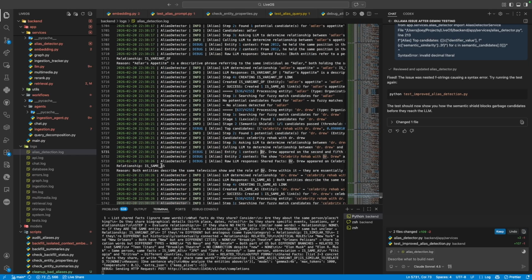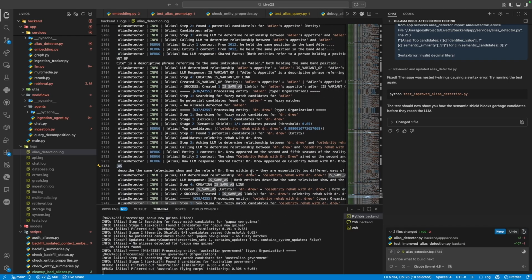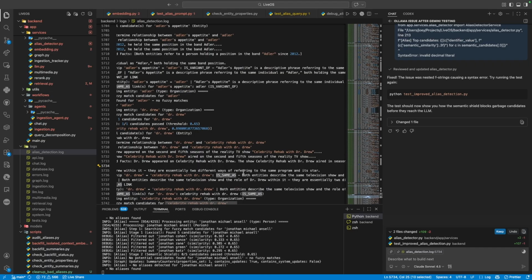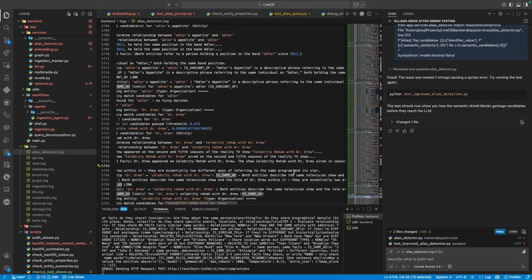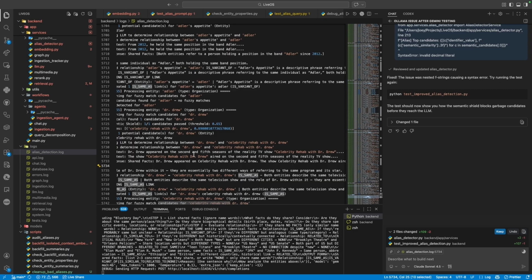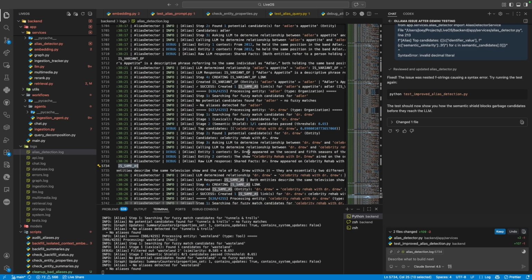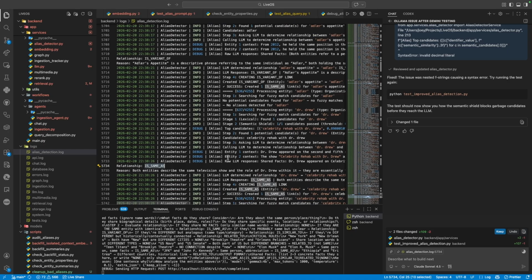And it says the relationship is similar. Interesting. Both entities describe the same television show and the role of this person in it. They are essentially two different ways of referring to the same program. Well, I guess you could say that. Hmm, what's the context for this? Appeared on the second and fifth season of the reality show. No, I would classify this as same as. So maybe I might need to do some more refinements in this step.